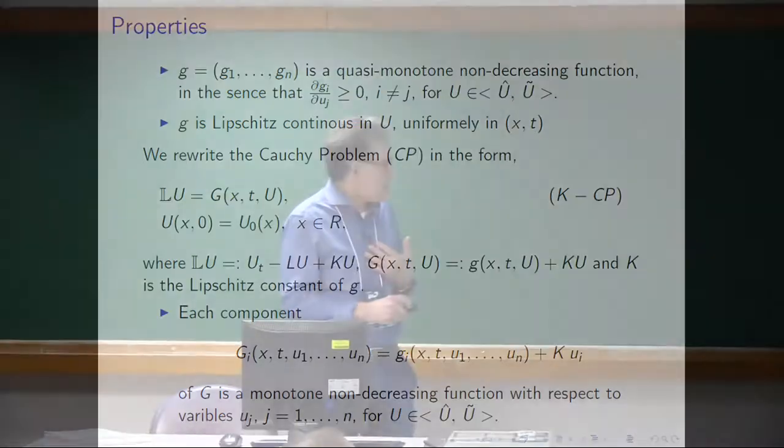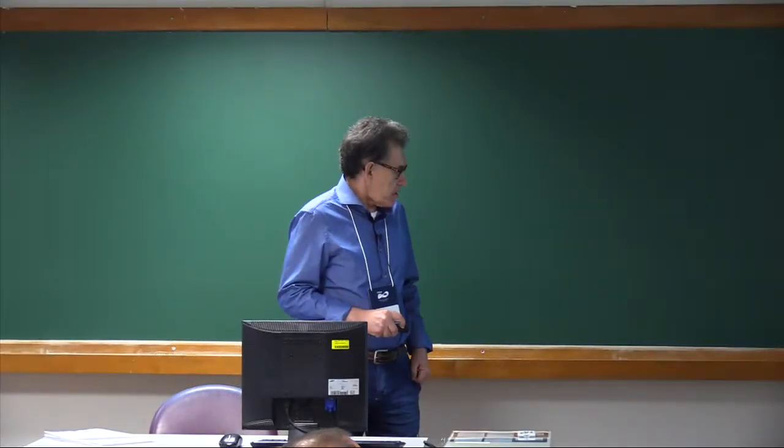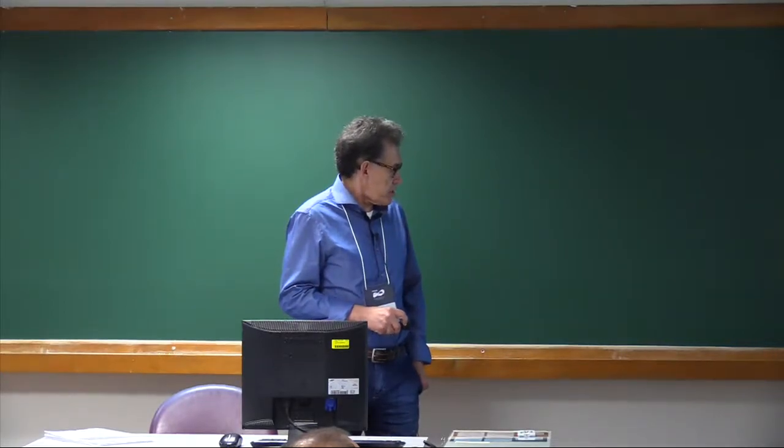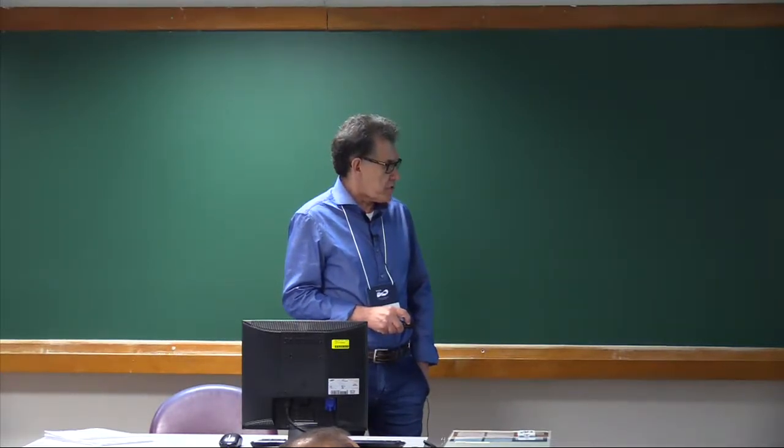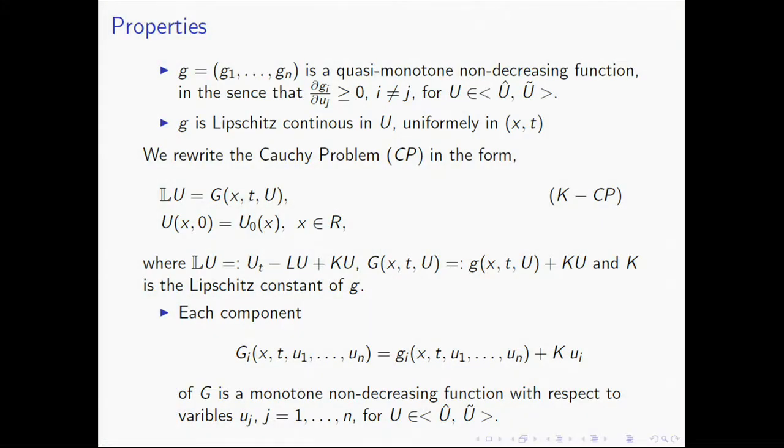We need the source function to be a monotone, non-decreasing function with respect to the temperature variables. So we have to add some terms on both sides of the equation to obtain this condition. The term added on both sides is Ku. So we obtain this new Cauchy problem with this property.